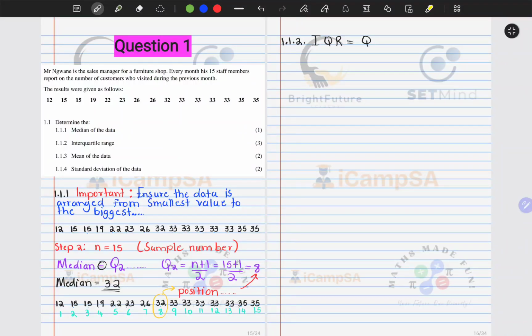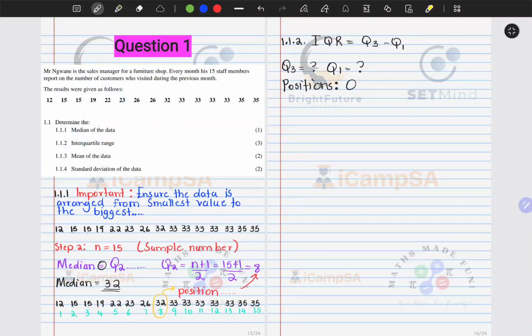And if you remember, we said it's Q3 minus Q1. Now the question should be, what is Q3? And also, what is Q1 in order for us to find this? So let's go ahead and look at the positions.